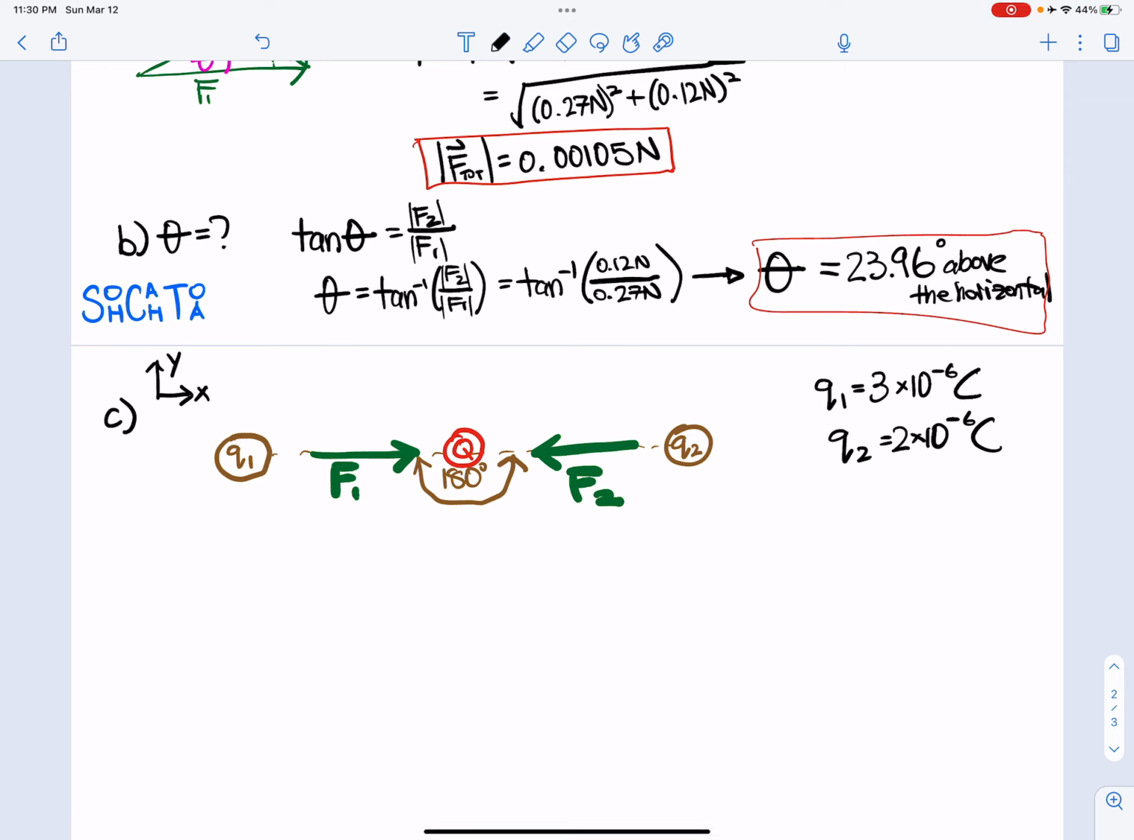So just with my intuition, I would think that the force due to Q1 would be greater since it has a larger charge. So likely I would have to be farther away from Q1 than Q2 and closer to Q2. That's just my intuition. I don't know if that's true or not. That's what we're going to find out. Okay?